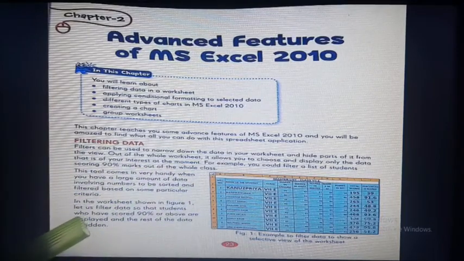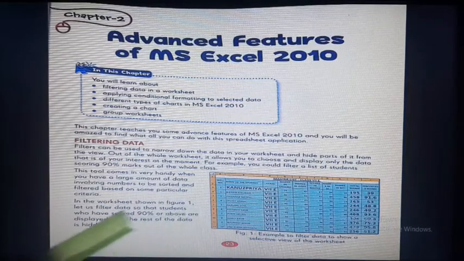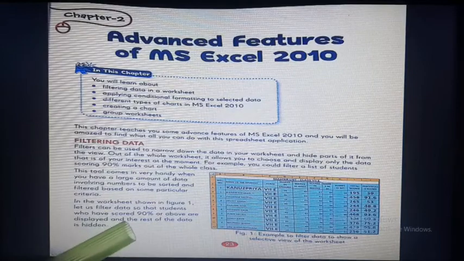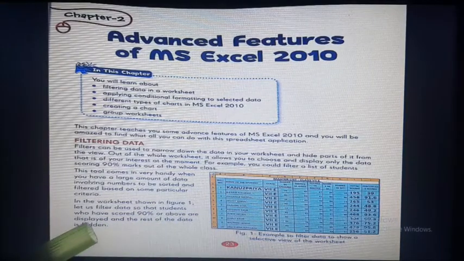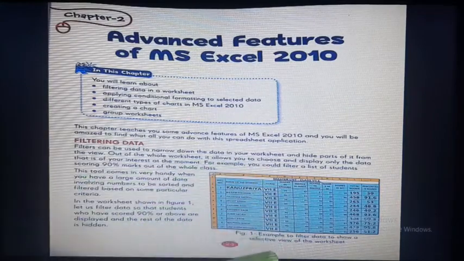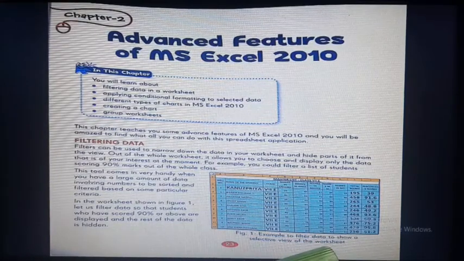Filtering data. In the worksheet shown in figure number 1, let us filter data so that students who have scored 90% or above are displayed and the rest of the data is hidden. Now, in figure number 1, as shown here, the example is to filter data to show a selected view of the worksheet.